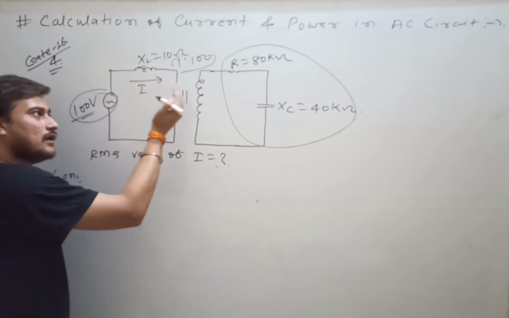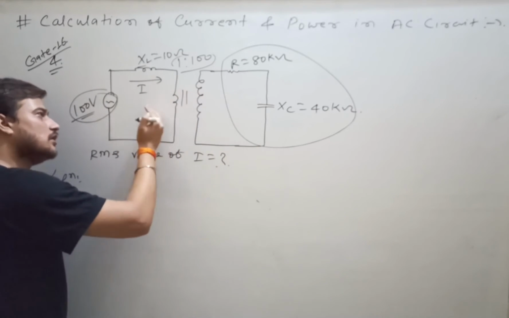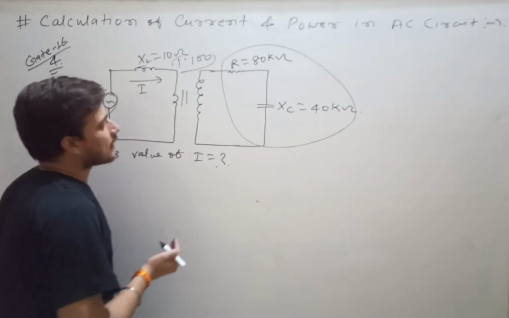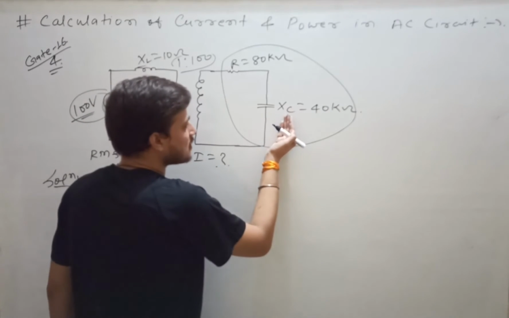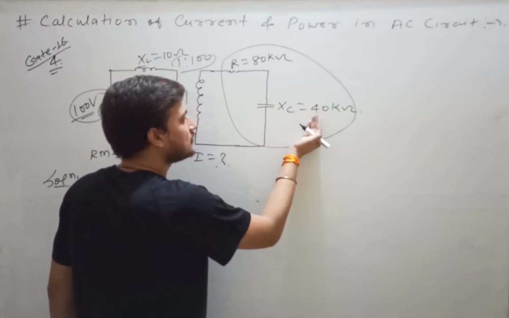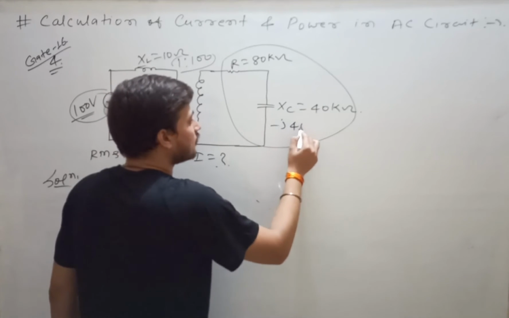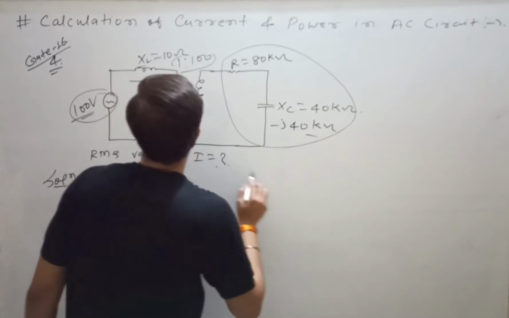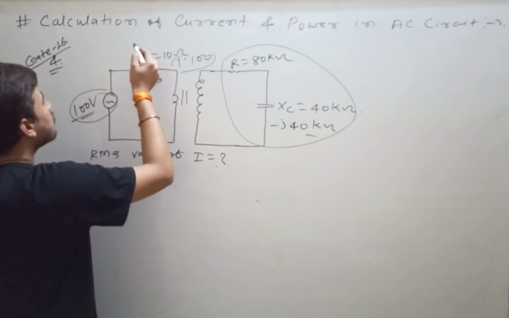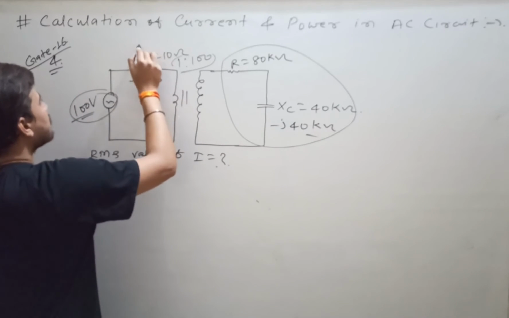So we'll refer the secondary impedance to primary impedance. So what is the secondary impedance? Here it is Xc equal to J40 kilo ohm. It means it is nothing but minus J40 kilo ohm. Here it is XL equal to 10 ohm. That means it is J omega L, that means J10 ohm.